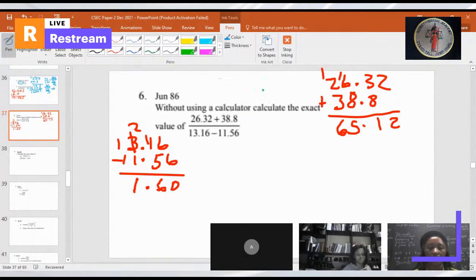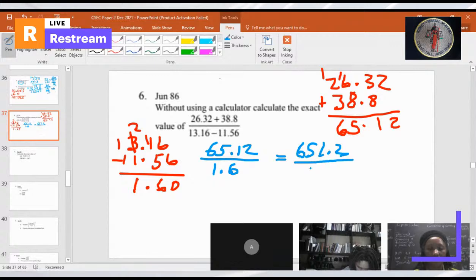65.12 by 1.60. So we're going to change 1.60 to a whole number by carrying over the decimal 2 times to the right. And if we do that to the 1.6, we have to also do that to the 65.12. Oh, okay, sorry. So we're just going to carry it over 1 time, which gives us 16. And we're going to do the same thing to the 65.12. So it's going to be 651.2.